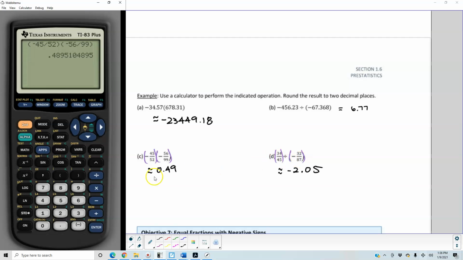Next, we have 2 fractions here in part D. The first fraction is positive 34 divided by 45, and we're writing that in parentheses, and then we're going to do our division. And then again, the left parenthesis using our negative sign, negative 32, dividing that by 87, close the parentheses, and we get negative 2.054. The 4 tells us that we keep the 5 the same, so we round it to negative 2.05.